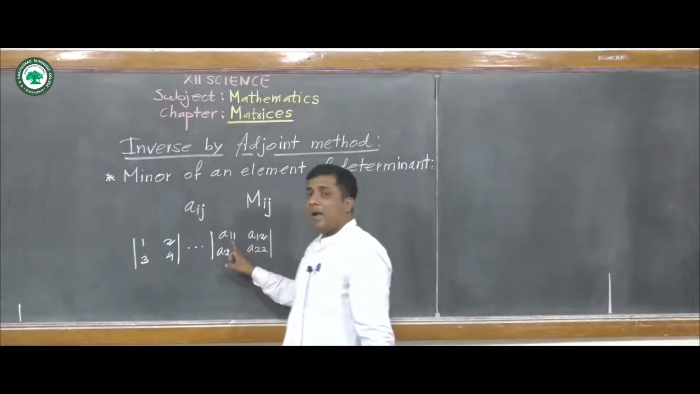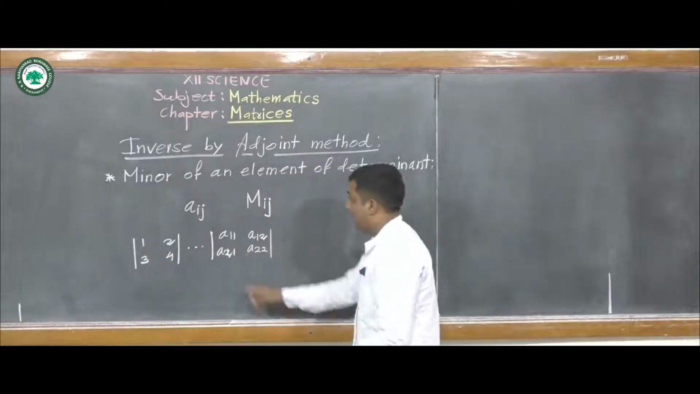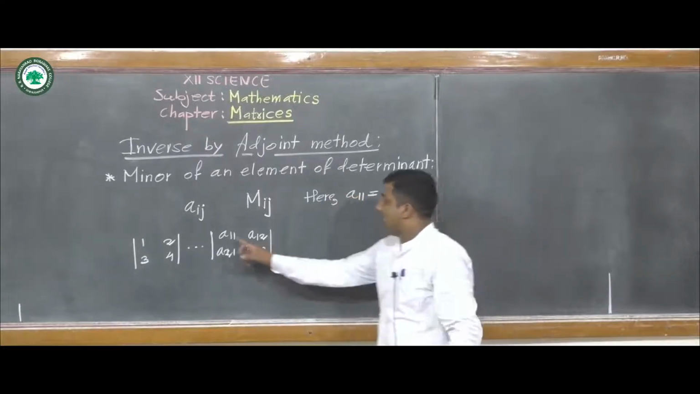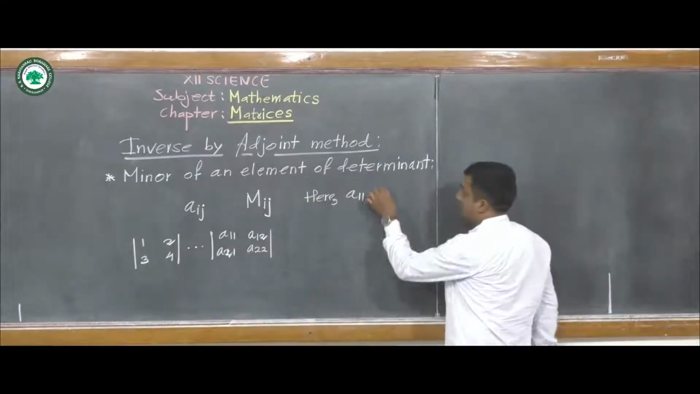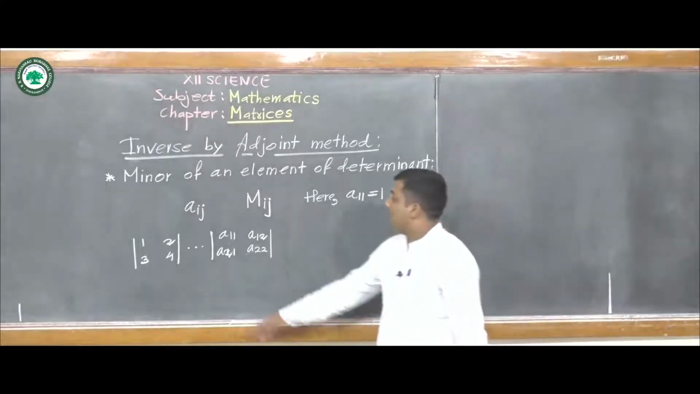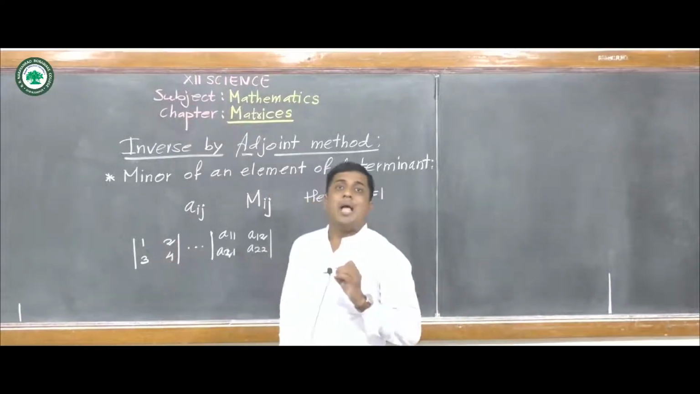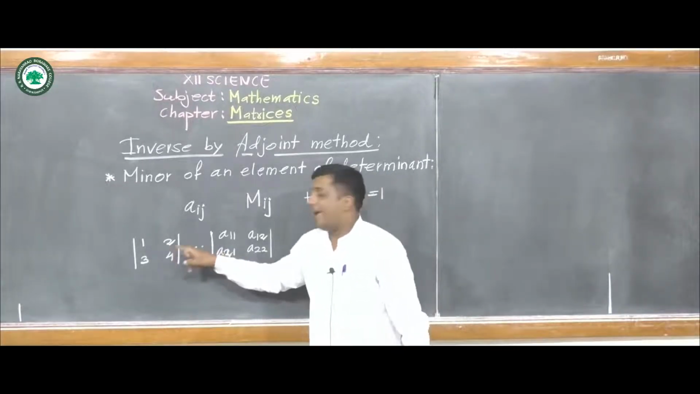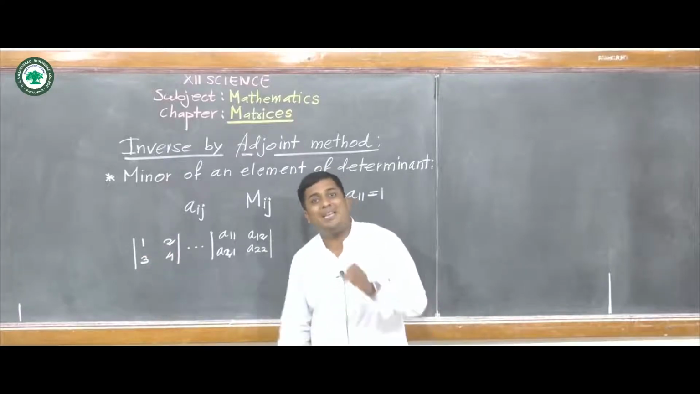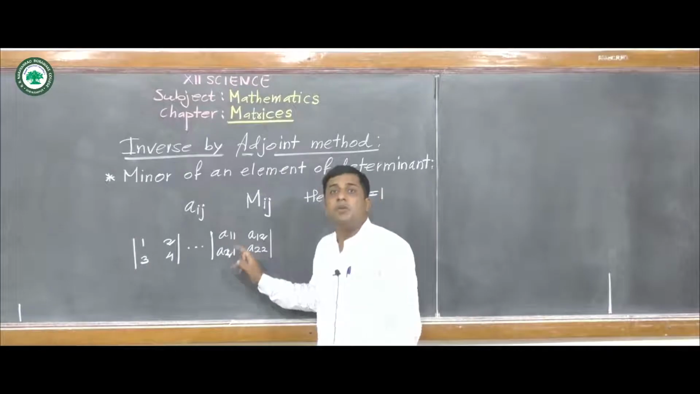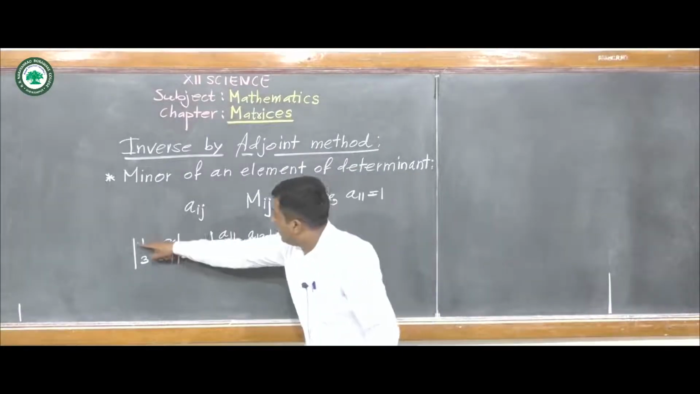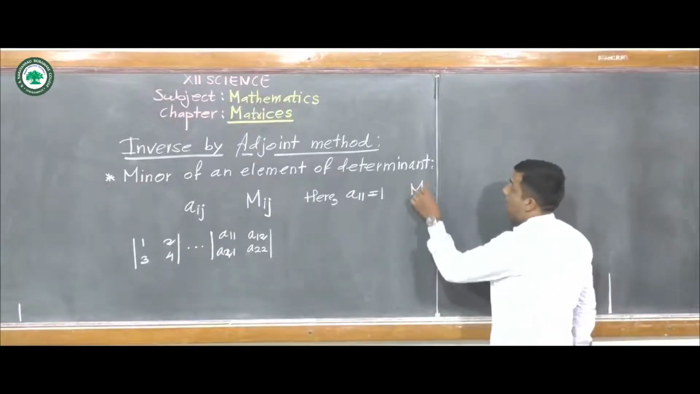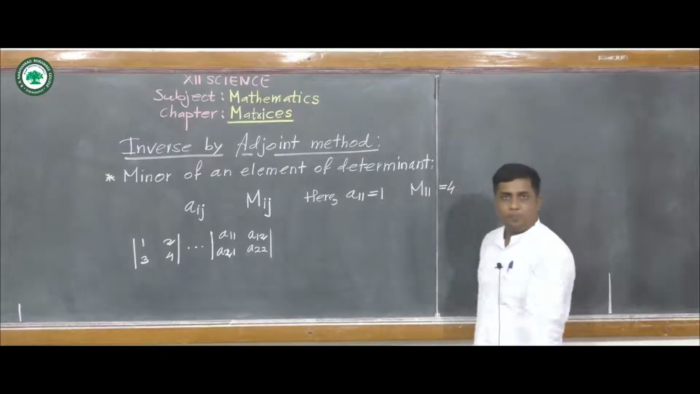Let's find the minor. Let us consider our first element, A11. Comparing, A11 is 1. Now A11 is in the first row and first column. So we delete the first row and first column to find the minor. If we delete the first row and first column, we get 4 only. So the minor M11 is equal to 4.